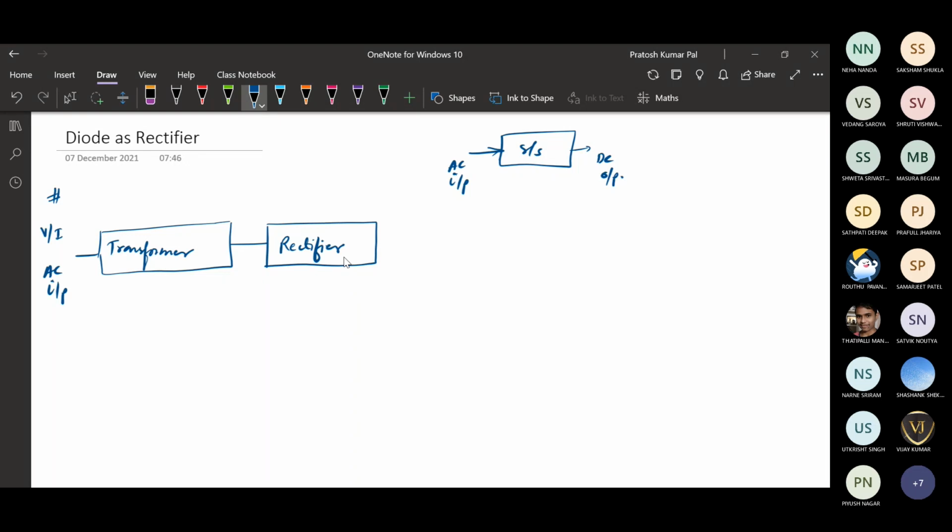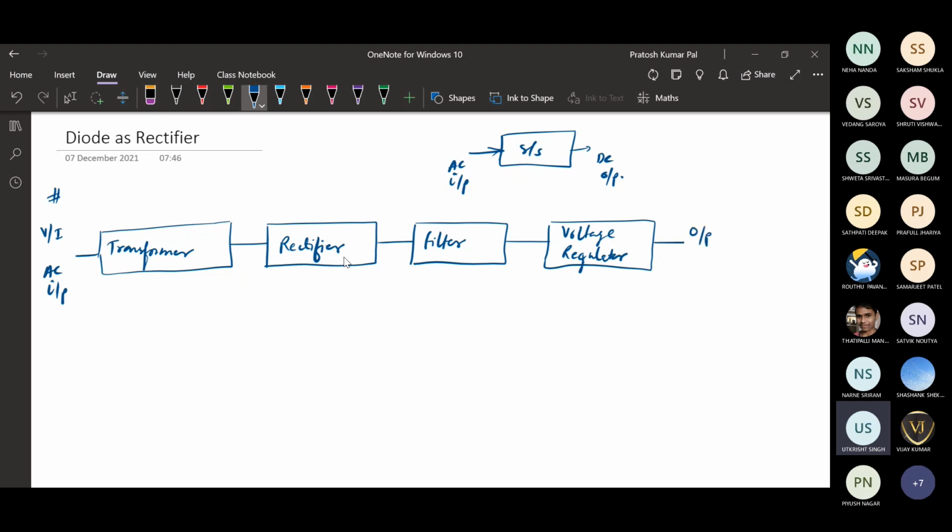Whatever the output of this rectifier is, we will then require a filter circuit. After passing through the filter circuit, the output will be passed through another system called a voltage regulator. Then we will get the output, which will be a pure DC voltage, or a regulated DC voltage.